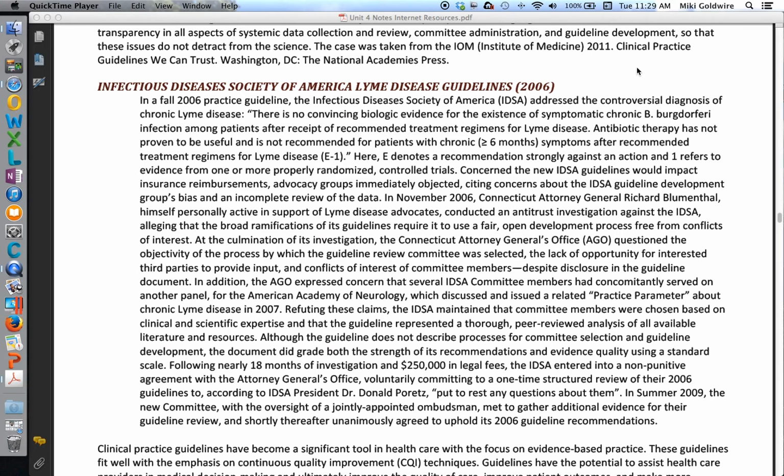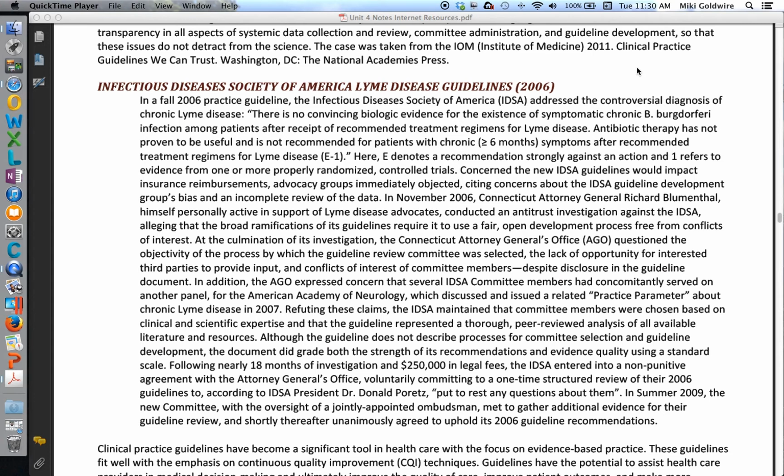Concerned the new IDSA guidelines would impact insurance reimbursements, advocacy groups immediately objected, citing concerns about the IDSA guideline development group's bias and an incomplete review of the data. In November 2006, Connecticut Attorney General Richard Blumenthal, himself personally active in the support of Lyme disease advocates, conducted an antitrust investigation against the IDSA, alleging that given the broad ramifications of its guidelines, it was required to use a fair, open development process free from conflicts of interest.